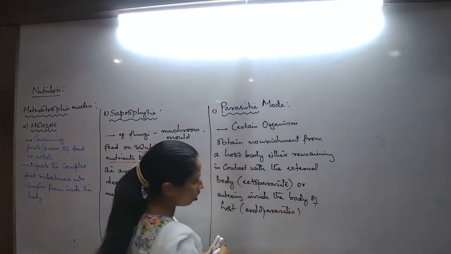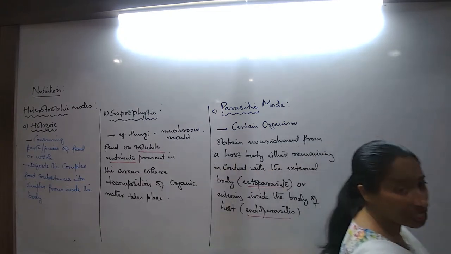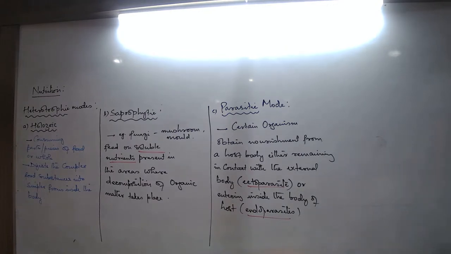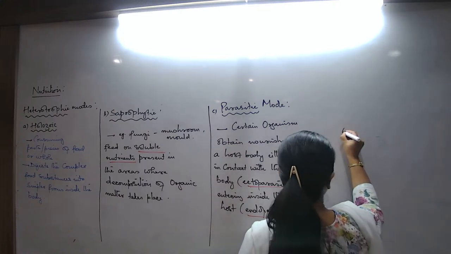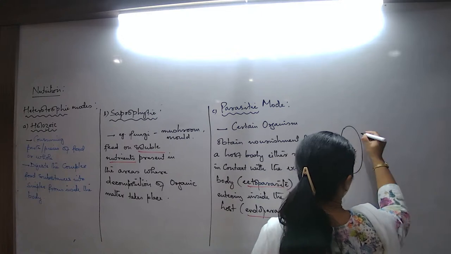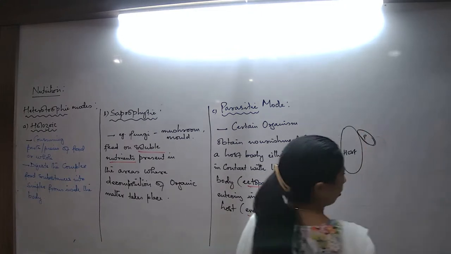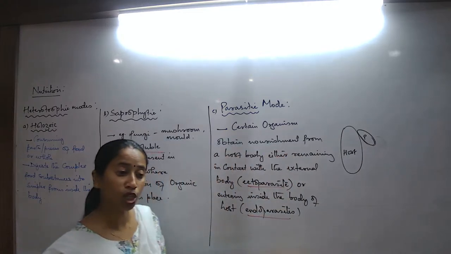Now, when I talk about these two types, endoparasites and ectoparasites, what is happening? I am talking about an association between two organisms. Which two organisms? A parasite and a host. This is the host organism. Now, this parasite is either remaining attached to the body and taking nourishment from the body.